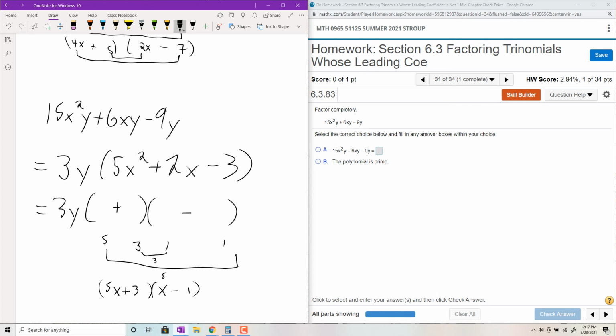Okay, so it would be 3x and then negative 5. That won't work. So we need the signs reversed. So I need 5x minus 3 and then x plus 1.